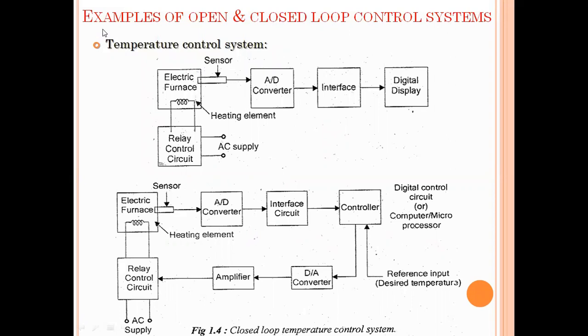Now we will see the detailed examples for open loop and closed loop with their block diagrams. So this is the first example I have shown here, which is a temperature control system. This temperature control system can be implemented in open loop as well as in closed loop. The first diagram is the open loop temperature control system, and this block diagram is the closed loop temperature control system. Let's see what is the difference between this and this.